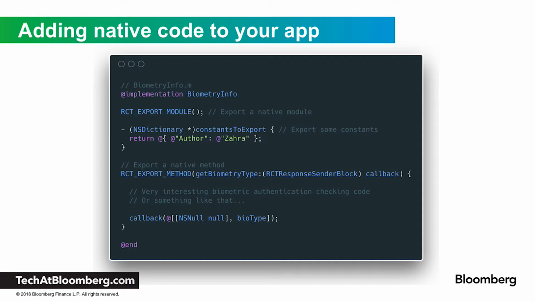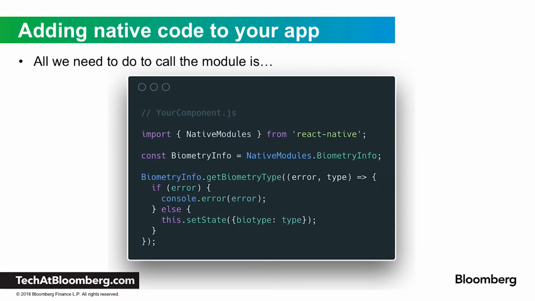The first parameter is an error, but as we know, this is really bulletproof code that is not going to throw any errors. So we're just going to return a null value for that. And then we just return whatever variable we want to return. We could return a literal. It's very flexible. And then if we wanted to use that in our JS code, all we need to do to call this module is to drop a few lines of code into any of our components or other code that we wanted.